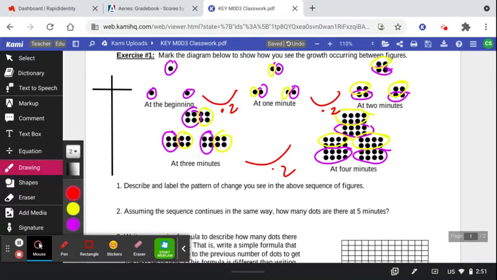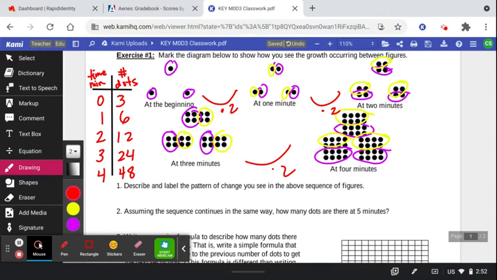So we've got our time in minutes, and we've also got the number of dots. So when it says at the beginning, we know that that starts at a time 0. There were 3 dots. At 1 minute, there were 6 dots. At 2 minutes, there were 12 dots. At 3 minutes, there are 24. And at 4 minutes, there are 48. So you could have gone through and counted each of these and marked it on there as well.